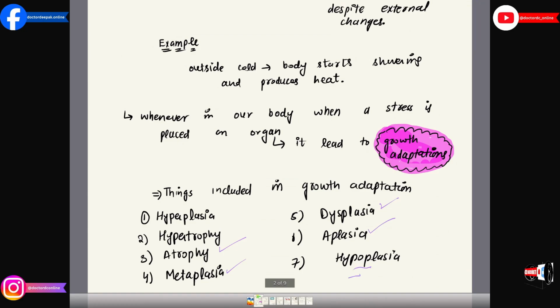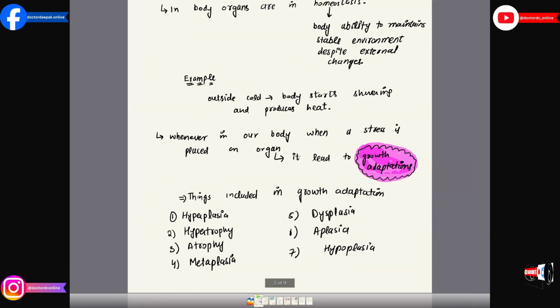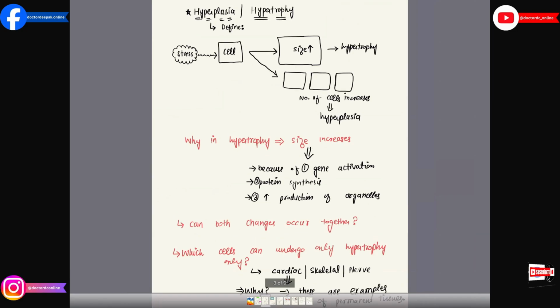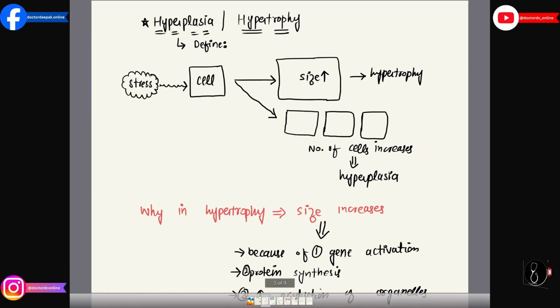Basically, these are the changes which can occur in any organ when stress is placed on the organ. Let's discuss these changes one by one. First of all, we're going to start with hyperplasia and hypertrophy. Whenever we discuss any term, we have to first define the basic definition of that term. Now I'm going to explain hyperplasia.